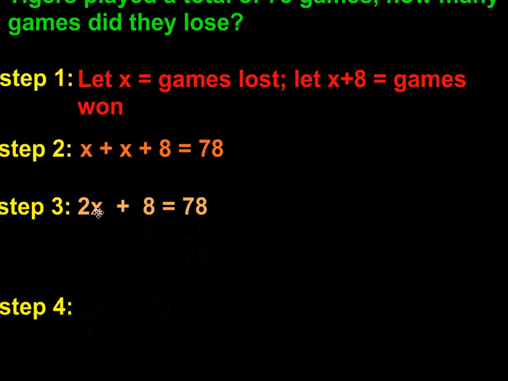Now we have a variable here, and we also have a number without a variable, and so my first goal is going to be to get rid of that number without the variable. So I can subtract 8 from both sides, and if I do that, it's going to cancel out over here. And if I subtract 8 from that side, I want to subtract 8 from this side, which is going to give me 70. And I can take my 2x, my equals, and my 70, and I can bring those down.